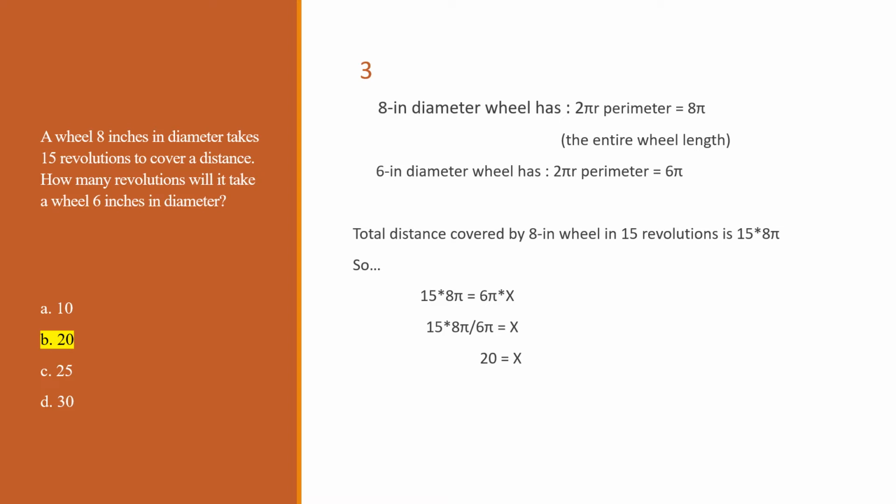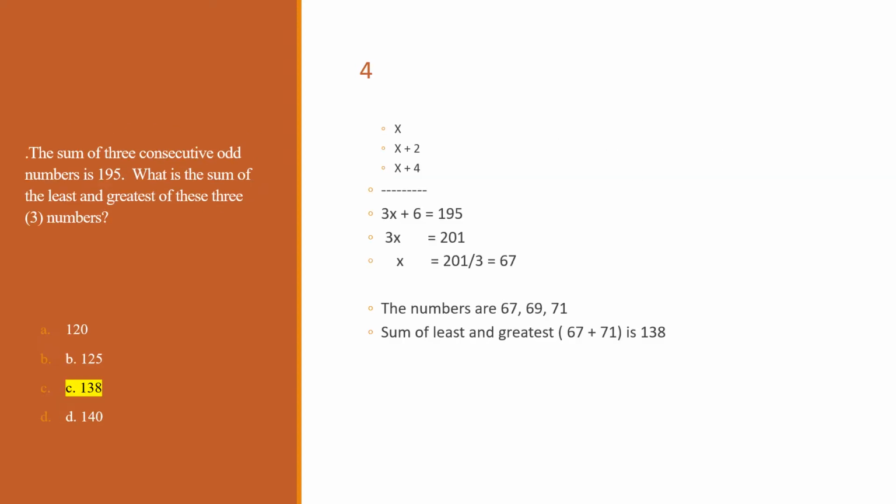So the distance covered by the 8-inch wheel will be 25 times 8 pi, and that should be equal to the 6 pi times x revolutions. Okay, so transferring the 6 pi on the left hand side will isolate x, and x is equal to 20 revolutions. For number 4, we are given that the sum of 3 consecutive odd numbers is 195.